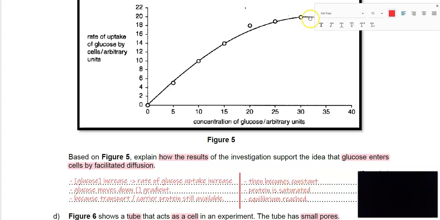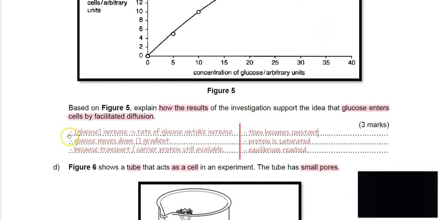Why? Because the carrier proteins involved in the uptake of glucose are now saturated with glucose. All are being used at this point. So this is when the graph reaches its saturation point, until equilibrium is reached, or until the concentration of glucose inside and outside of the cell reaches the same concentration. So 3 marks.